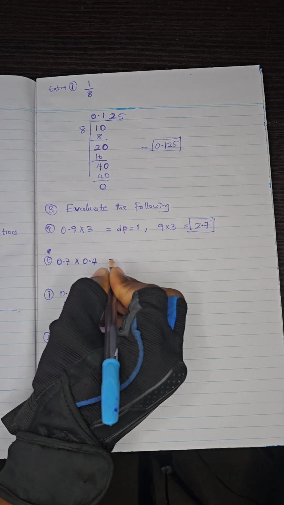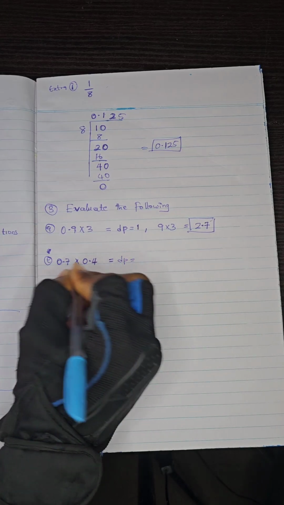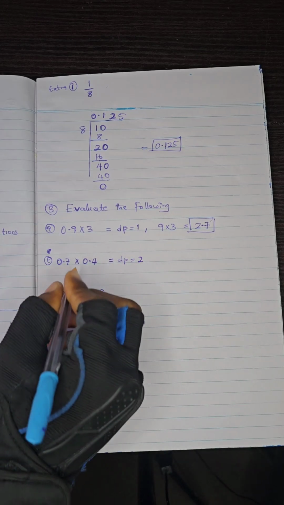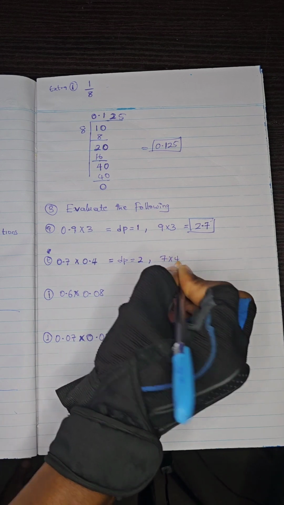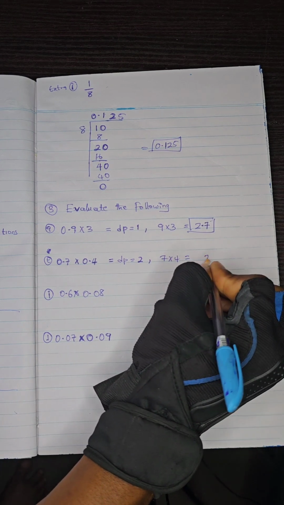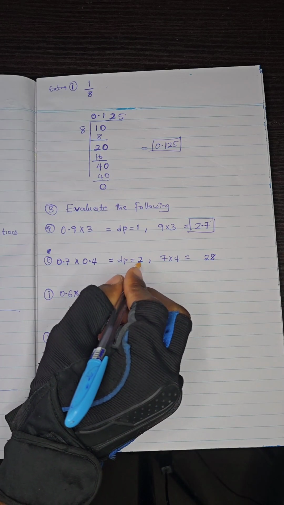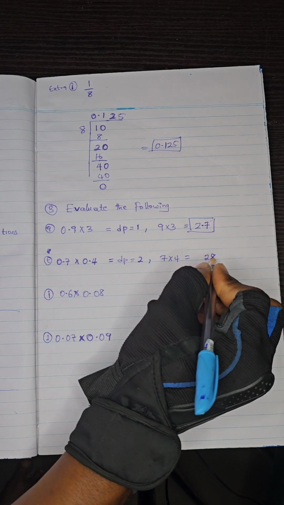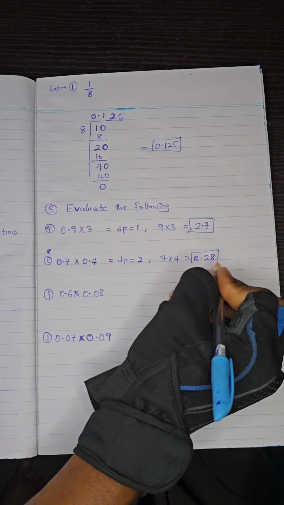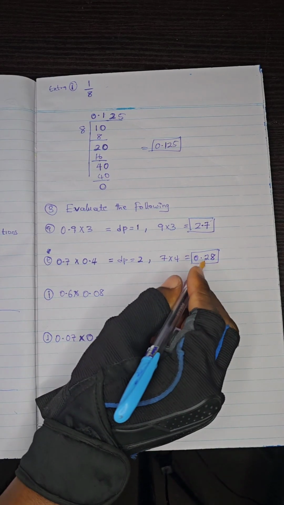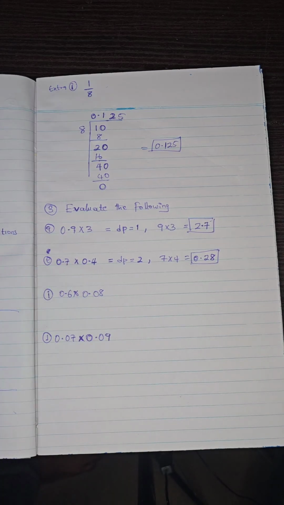So in this case, how many decimal places do we have? Let me be using the term DP. In this case, it's 2. So we'll solve it as a whole number. 7 times 4, we have what? 28. Now remember that we have 2 decimal places, so we maintain it: 0.28. That's your answer. The answer should maintain the number of decimal places you have in the question.